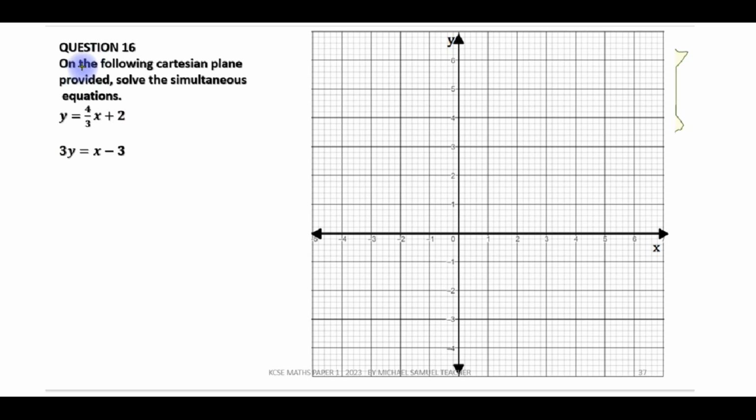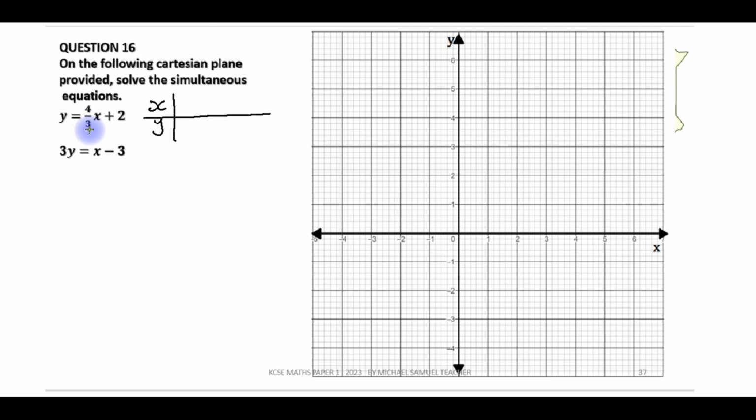Question 16. On the Cartesian plane provided, solve the simultaneous equations. So you have the simultaneous equations and we need to plot the linear equations on this Cartesian plane. The point of intersection will be the solution for the values of x and y. Now we have the first equation, so we need to make a table of corresponding values of x and y.